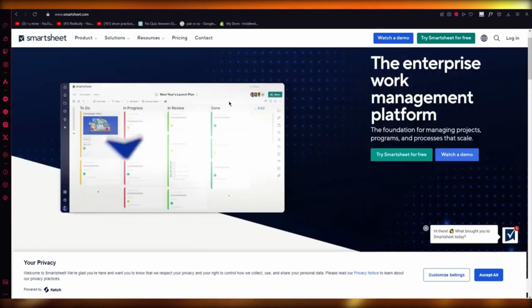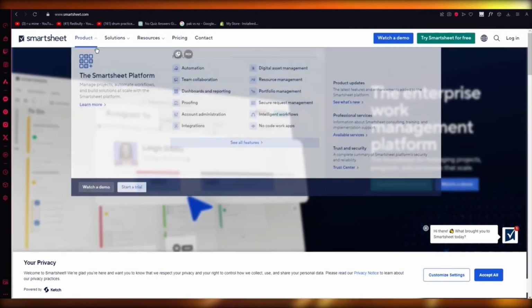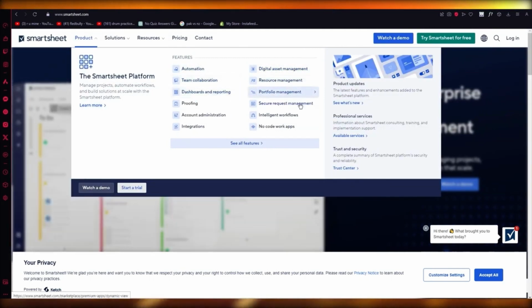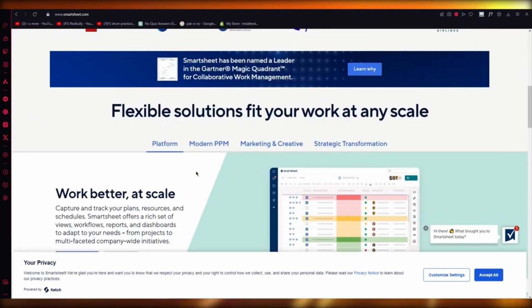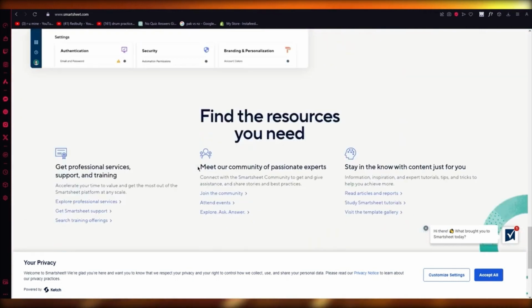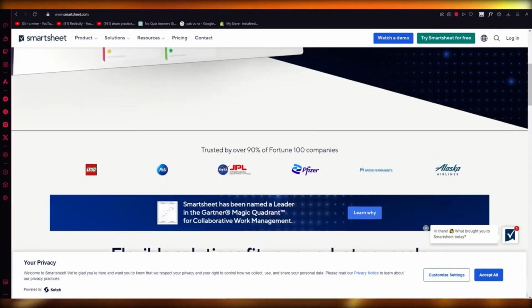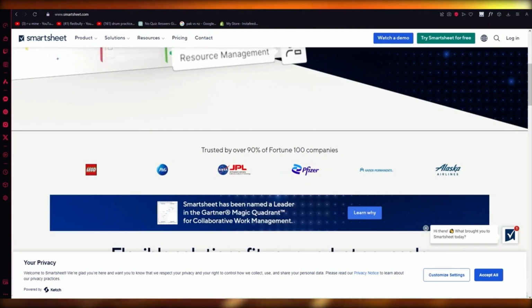Even if you want to manage your personal life, it's good for that because it gives you things like automations, digital assets, resource, team collab, dashboards, portfolio, proofing, account, intelligent workflows, integration, no-code work apps, and a whole lot more. So it gives you a whole repertoire to work with. It gives you the whole working standard to get your head around, and it helps you a lot in working.